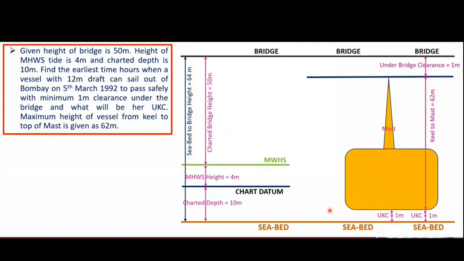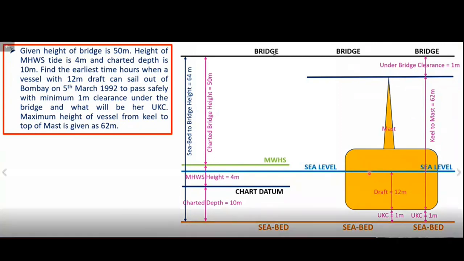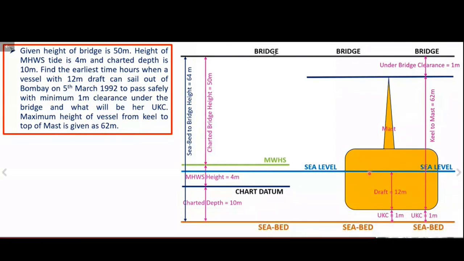Now we also have the draft of the ship. So from the keel, if we go 12 meters up, we'll get the sea level because the draft is given as 12 meters. So this gives us the sea level. Okay, so now we have the sea level also. We know the draft of the ship. Can you tell me, beta, what will be the height of tide now? Sir, 3 meters. Very good, beta. So it is very clear from the diagram. The height of tide required is 3 meters.